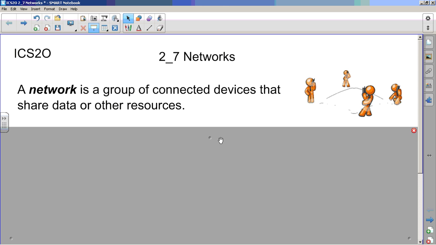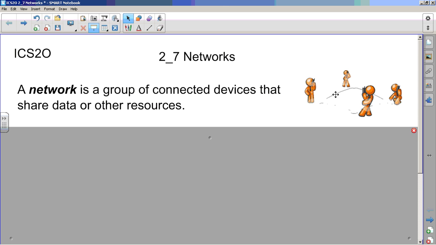So networks. You talked a little bit about networks when you did your hardware, but this is specifically a day on networks. A network is a group of connected devices that share data or other resources. Now, we often think of a network as computers, and of course, since it's computer class, that's what we'll think of. But there's telephone networks, right? Where not even cell phone networks, but telephone networks that your parents would know, phones connecting to each other, connect people to each other.